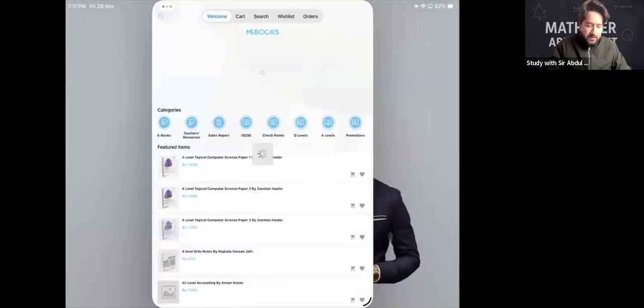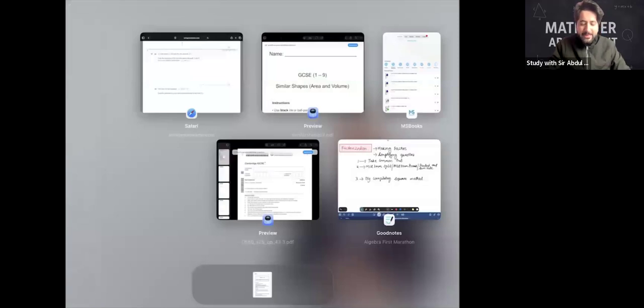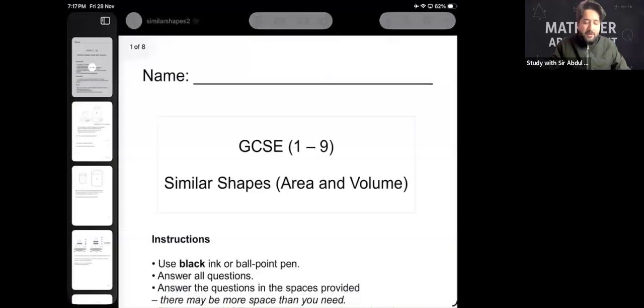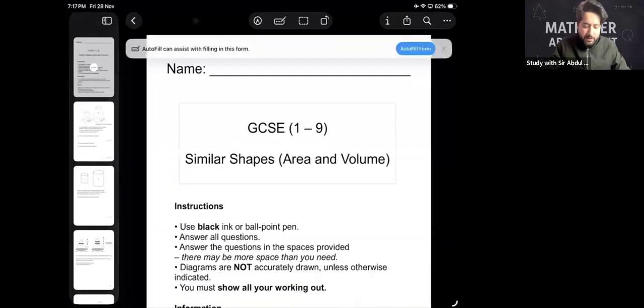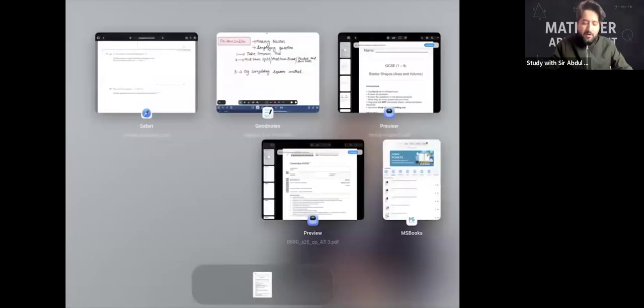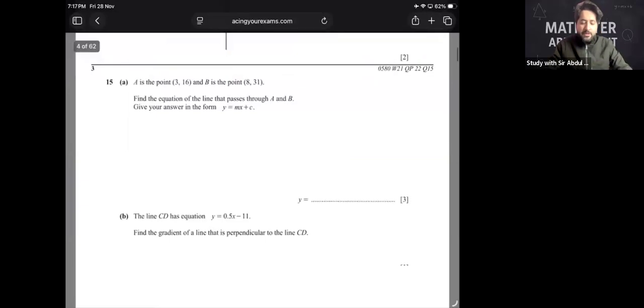I can do one more thing as well, just to give you an idea of how you can create a wonderful worksheet for yourself related to mathematics. Just simply go to your Safari, or if you do not have Safari, it's Google.